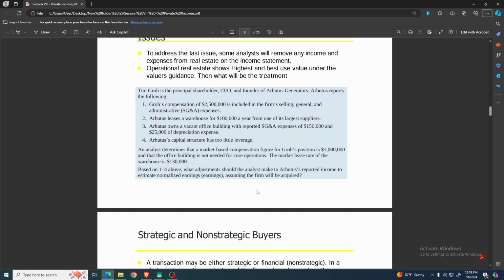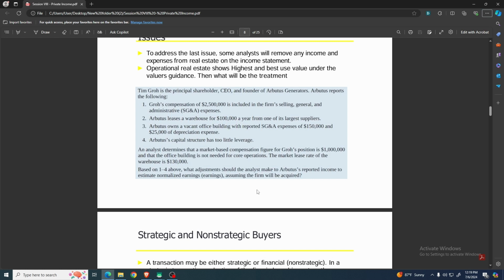So, analyst adjustments. The analyst for this firm had made the following adjustments, saying that the market-based compensation for the CEO, the Tim Grow person, is $1 million. Therefore, the excess 1.5 million should be removed from the general expenses to normalize the earnings. And when it comes to the warehouse lease, the lease expense of $100,000 should be examined to ensure it reflects market rates. And if the lease is above market rates, the excess amount should be removed from expenses.